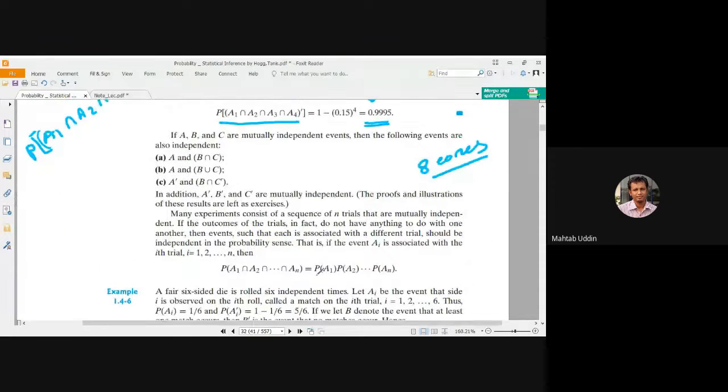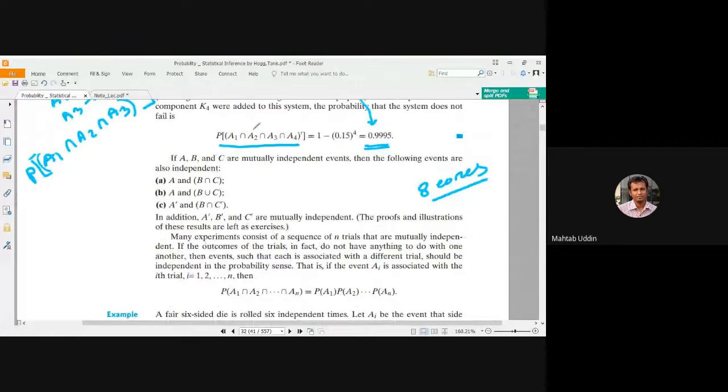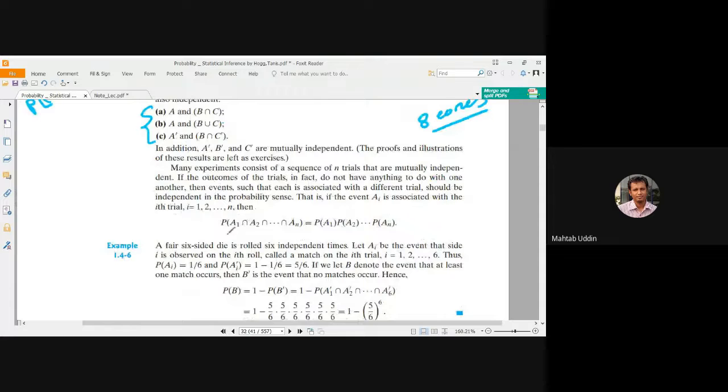Okay. Now you can see if A, B, C are mutually independent, these events are also independent. Accordingly, we can write this is true. That is, many events can be taken mutually independent.